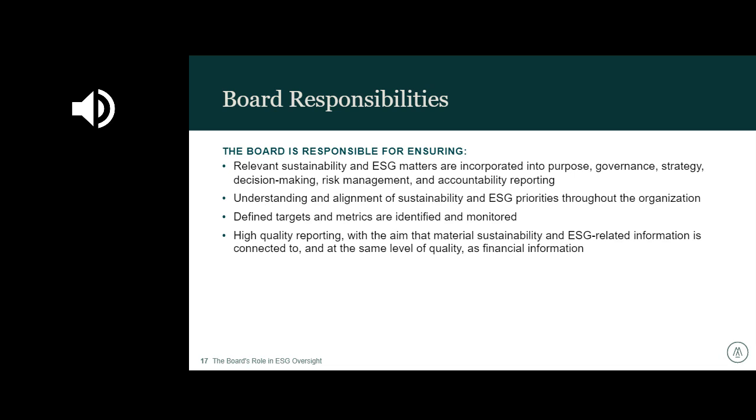So when we think about what to measure that against, a really good barometer is to use the controls that you have over your financial reporting and practices. So really making sure that you have the same level of oversight, the same level of integrity that goes into monitoring, tracking, and organizing your data that goes into your ESG reporting and then also your initiatives.